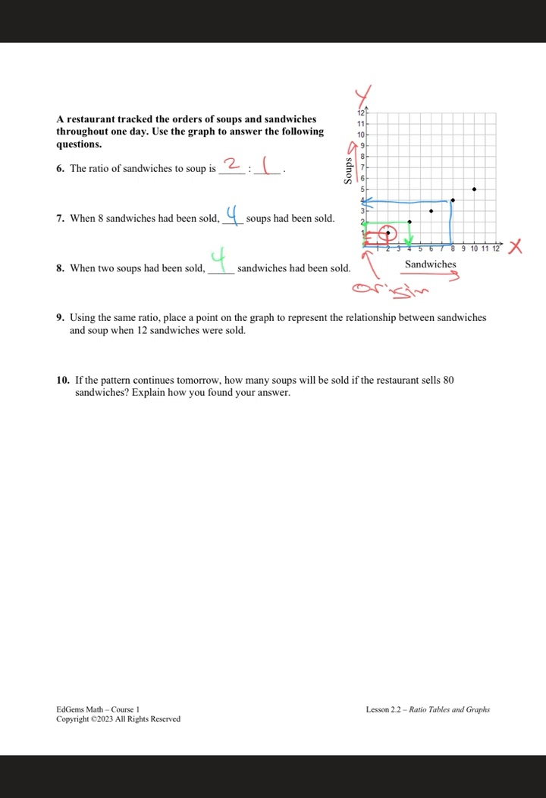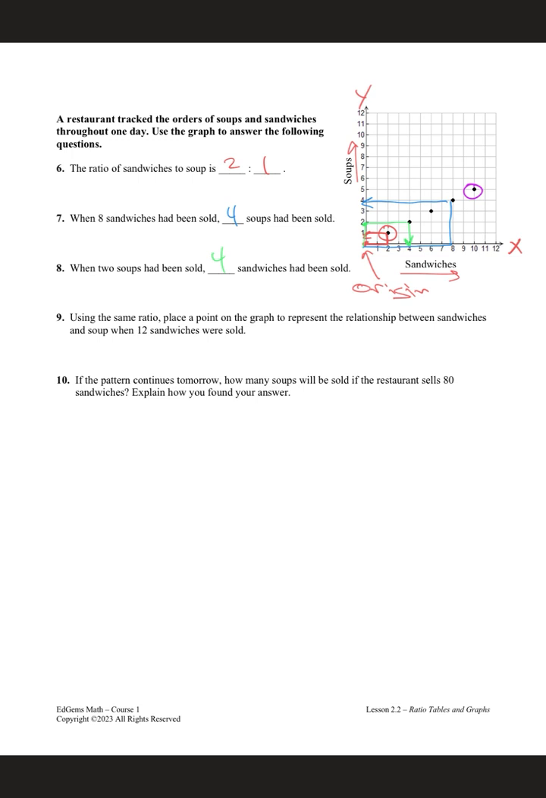Now on number 9, it says using the same ratio, place a point on the graph to represent the relationship between sandwiches and soup when 12 sandwiches were sold. In this case, I'm going to choose the last point that we left off at, which was this one right here. If I know that the ratio of sandwiches to soup is 2 to 1, from that point I can calculate how many soups were sold when 12 sandwiches were sold.